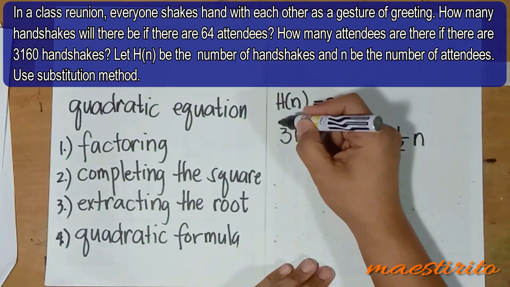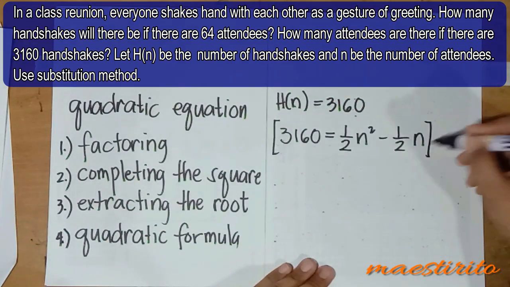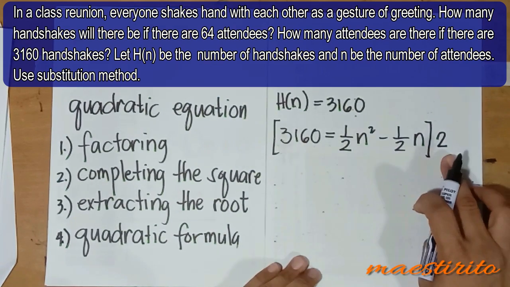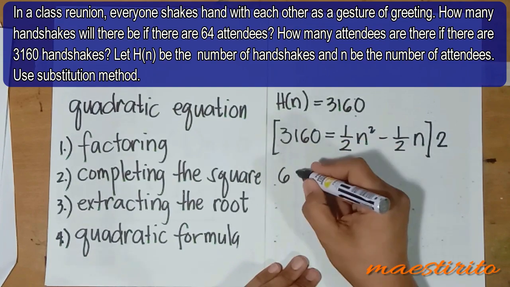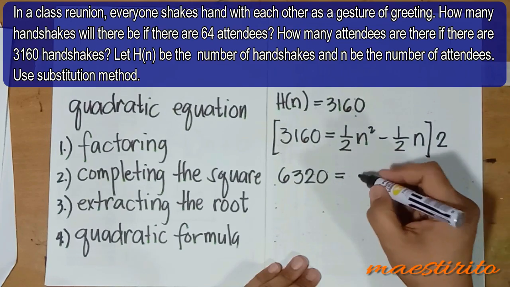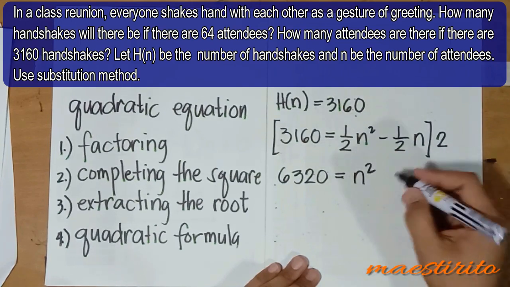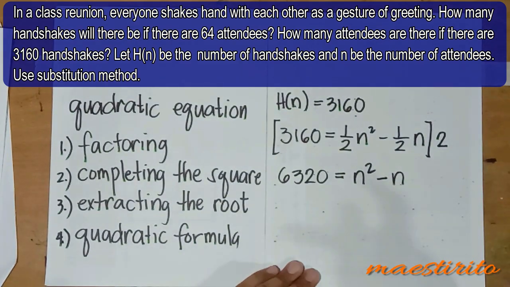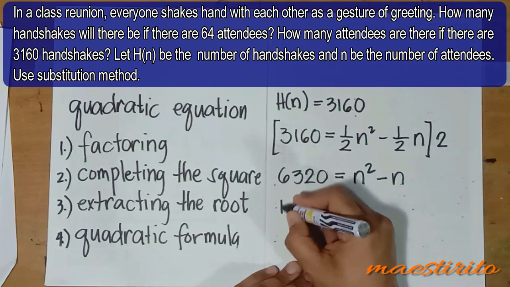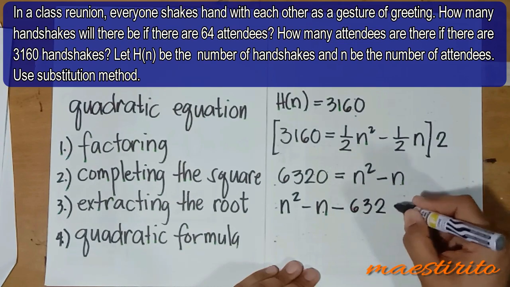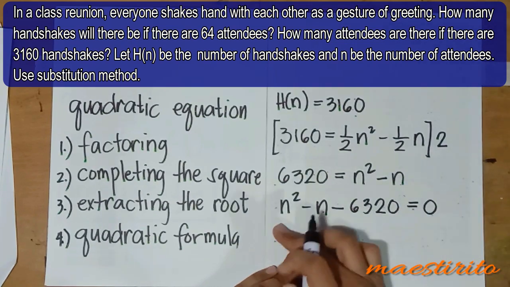To simplify this equation, I'll be multiplying it by 2, because that's 1/2 and 1/2. So 3,160 times 2 is 6,320. Then 1/2 n squared times 2 gives us n squared, minus 1/2 n gives us n. Then if you transpose this to make it a quadratic equation equated to 0, it will give us n squared minus n minus 6,320 equals 0.